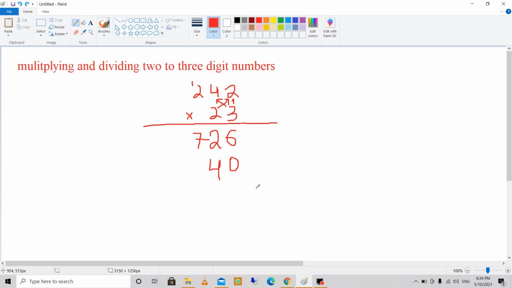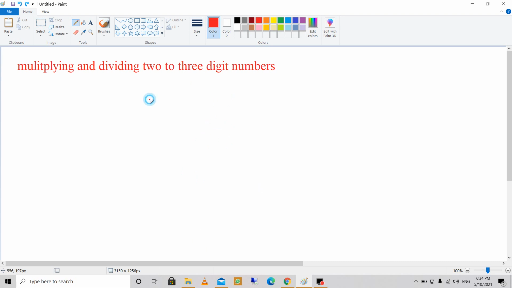Let's solve one more question. The next question is 506 multiplied with 71. So we have to multiply these two numbers now. 506 multiplied by 71.